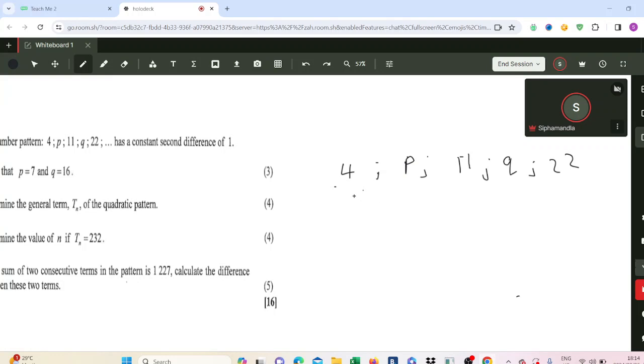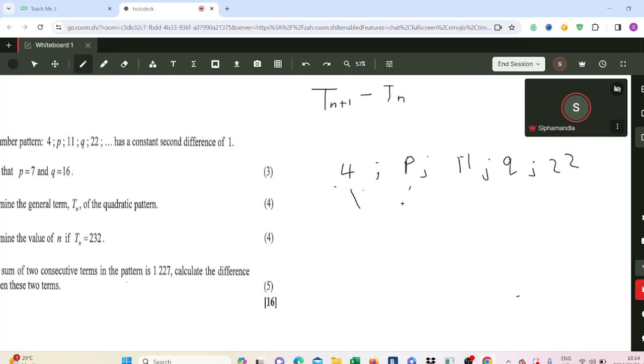Now let's find the first difference. The difference is the answer that you get when you subtract. When you want to find the difference, you always say the number that is ahead minus the number that is behind. The easy formula for finding the difference is Tn plus 1 minus Tn.